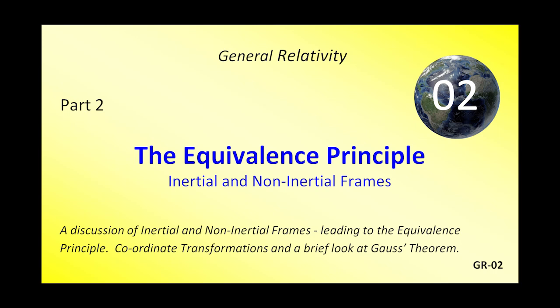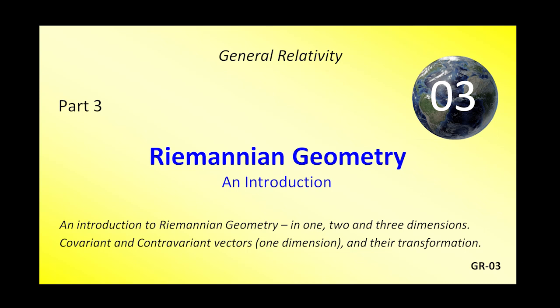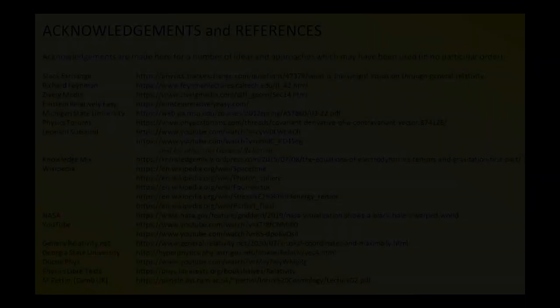This video, number 2, focused on inertial and non-inertial frames and led to a discussion of the equivalence principle, and then considered coordinate transformations with a brief look at Gauss's theorem. In the next video, number 3, we'll move into more general relativity with an introduction to Riemannian geometry in 1, 2 and 3 dimensions. We'll also discuss covariant and contravariant vectors in 1 dimension and think about their transformation from one frame of reference to another.